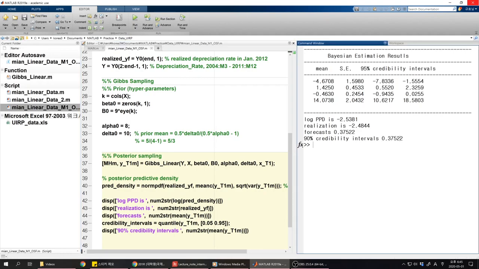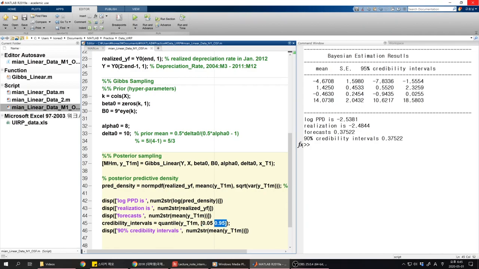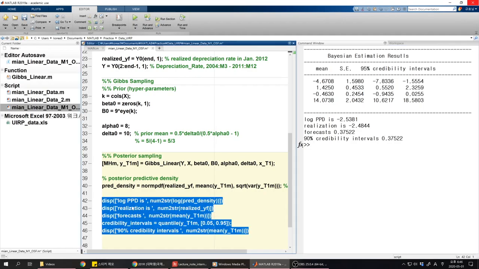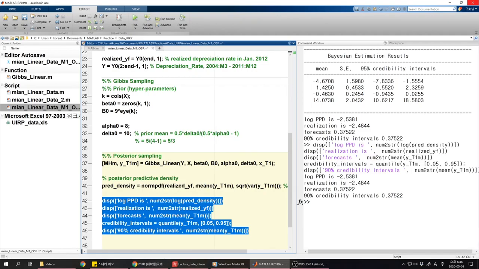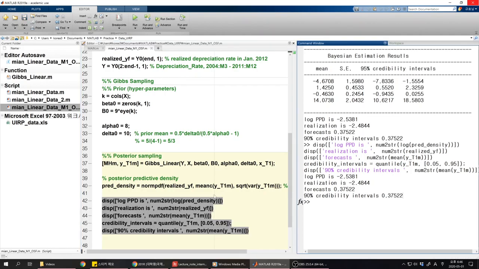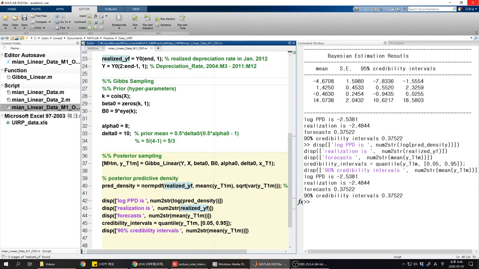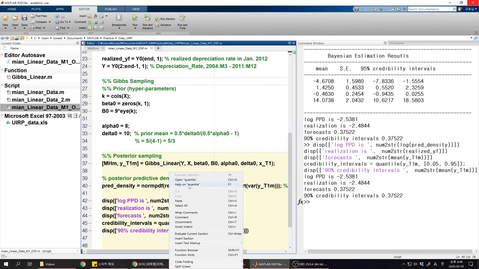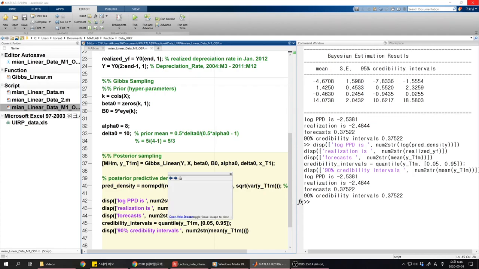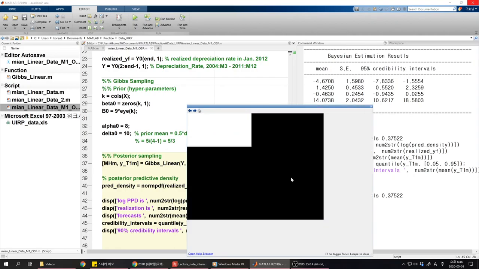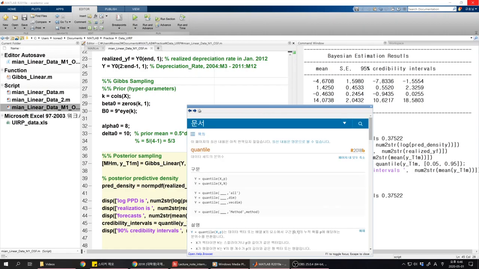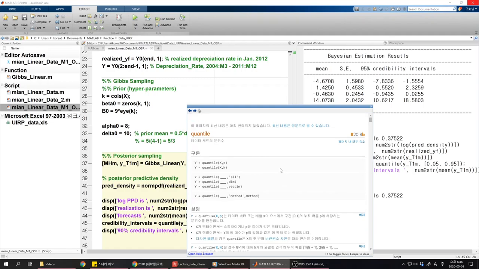Why can I see only one here? There must be two, lower and upper. Why can I see only one? There must be a comma here. Let me try again, F9. Still. Let me see this quantile. Open help on quantile, because this is a built-in function.